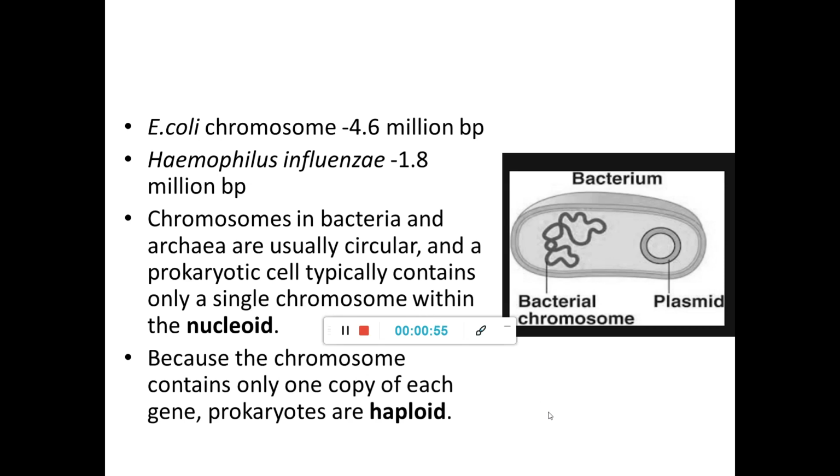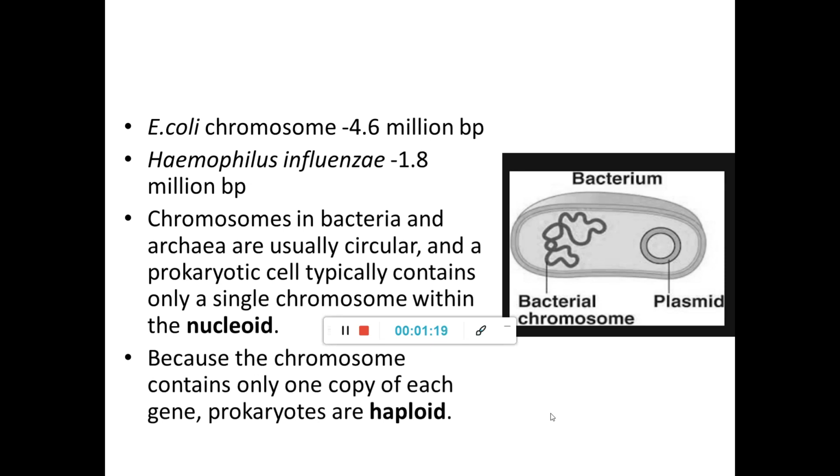Now if you consider E. coli, the most commonly used organism, it has a genome of about 4.6 million base pairs. You know what a base pair is, and among that, 4.6 million base pairs are there in E. coli. In the case of Haemophilus influenzae, it has about 1.8 million base pairs.